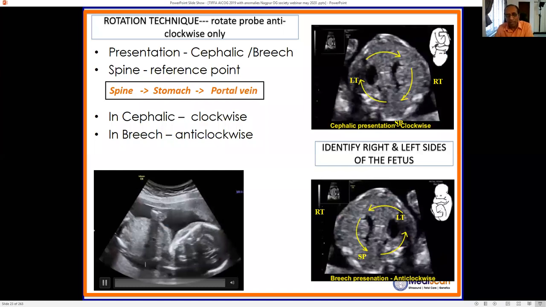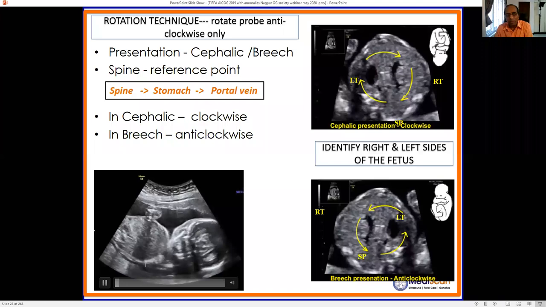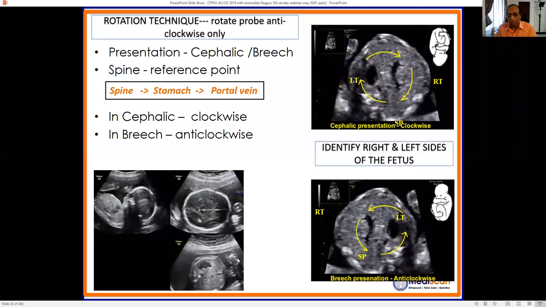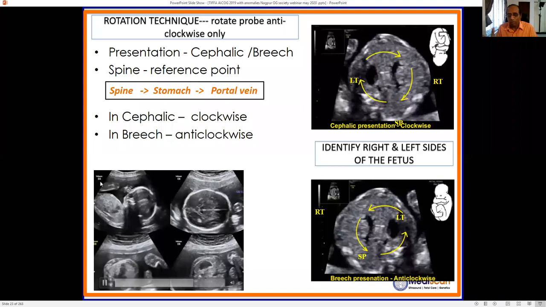And from there, we need to do a rotation technique. We always rotate the probe and observe the fundus and brain. And then you rotate your probe in the anti-clockwise direction. And when you do that, it gives you some remarkable information. If you take a 4-quadrant picture like this, the head is down, and we want to ensure that we get these pictures.